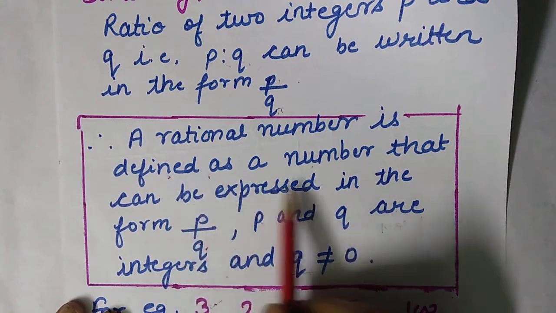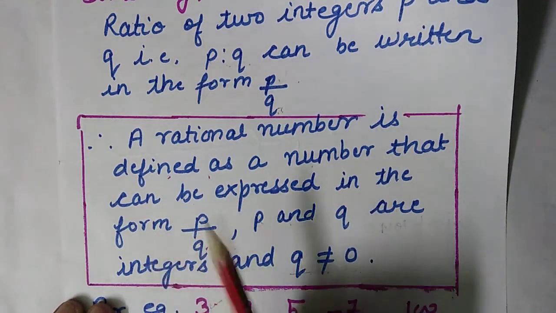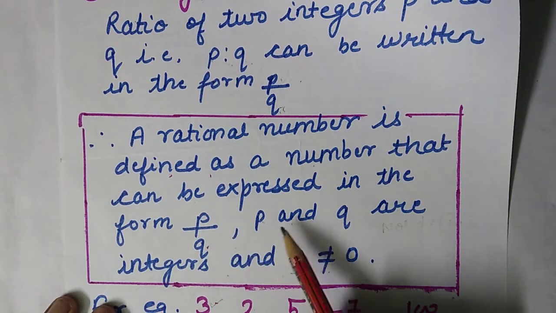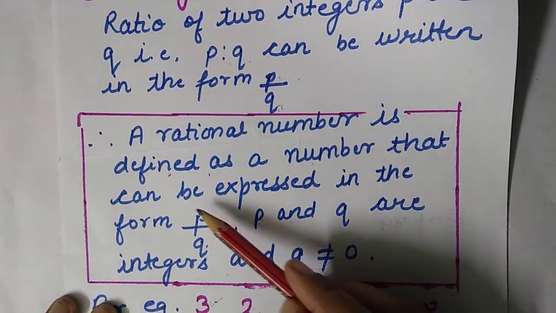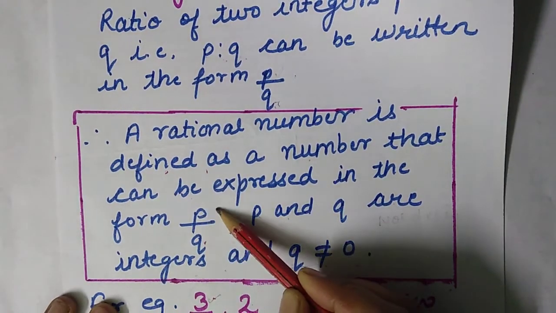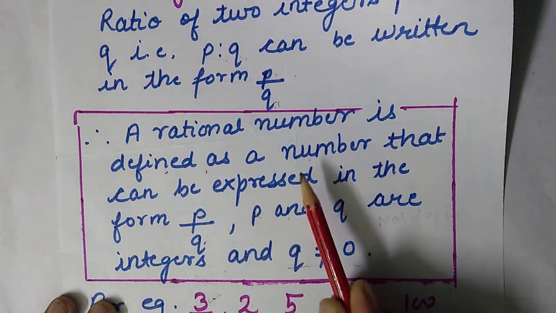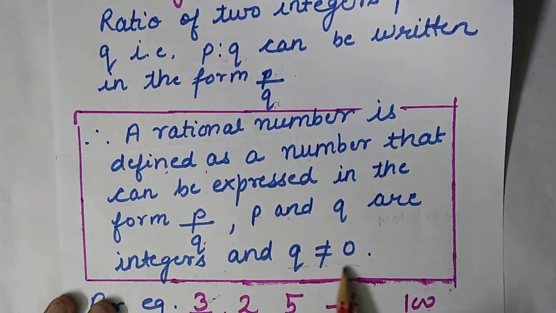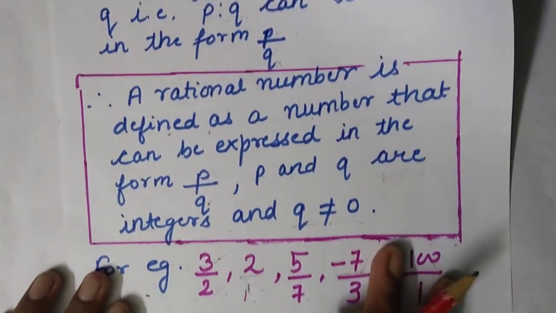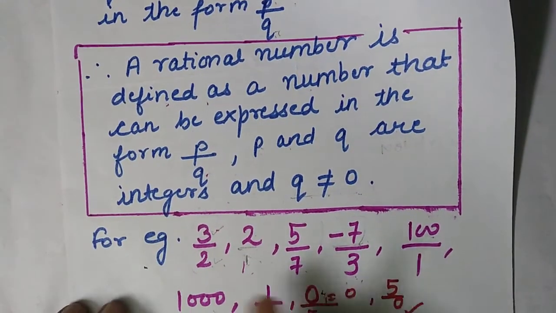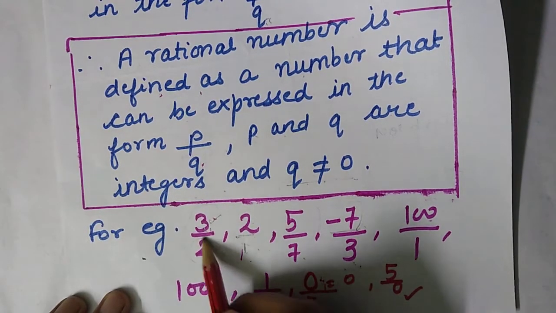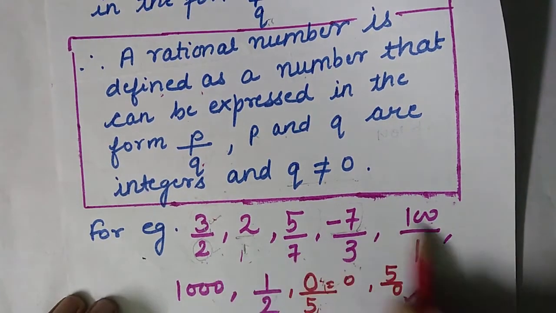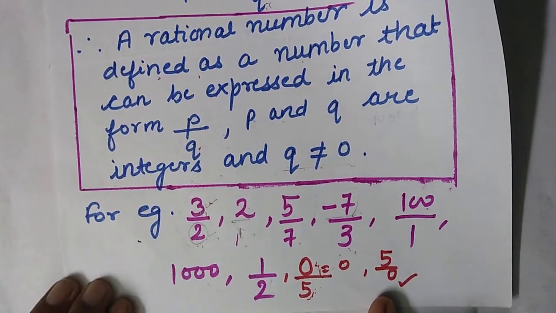So we can define a rational number as a number that can be expressed in the form P/Q, where P and Q are integers and Q is not equal to 0. These are the types of numbers that can be expressed in the form P/Q, where both numerator and denominator are integers and Q is not equal to 0. For example, 3/2, where 3 and 2 are both integers and the denominator is not equal to 0. So these are different examples of rational numbers.